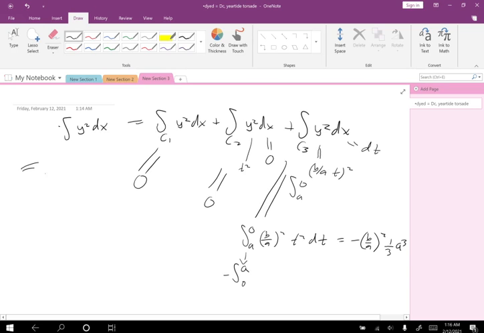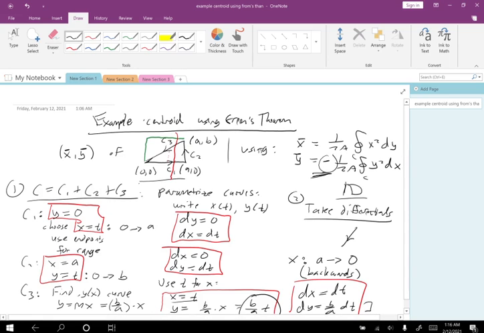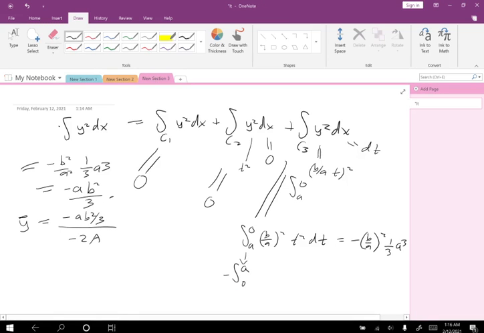So we end up getting negative b squared over a squared times 1/3 a cubed, which is negative a b squared over 3. So we conclude that y bar is negative ab squared over 3 divided by negative 2a. Remember that minus sign is in the y. And the area, of course, is just half the base times the height. So we end up getting b over 3.